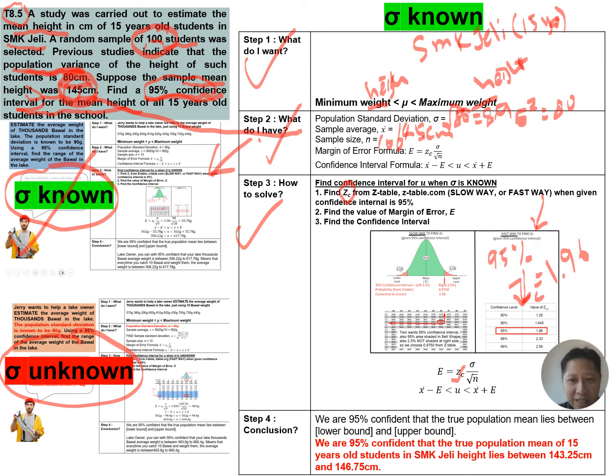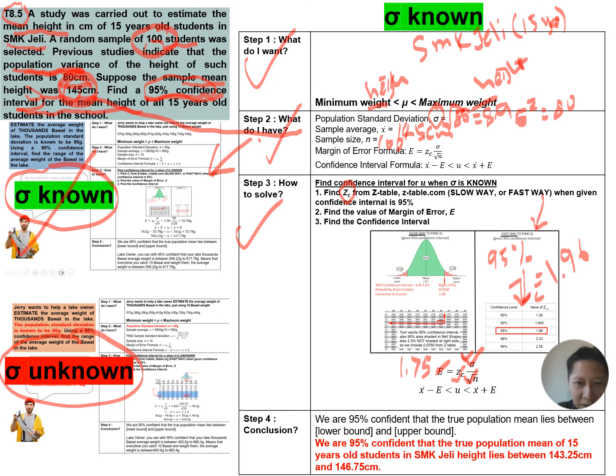How about the sigma? Sigma is the population standard deviation. Do we have it? Yes, 8.9. How about the n? Yes, we have 100 students. So later on, we can find our E value, the margin of error. E, after the calculation, we get the number 1.75.